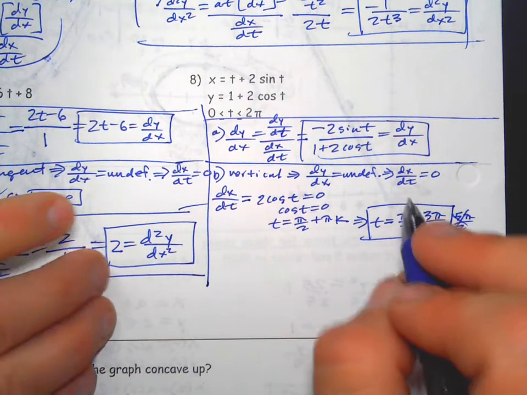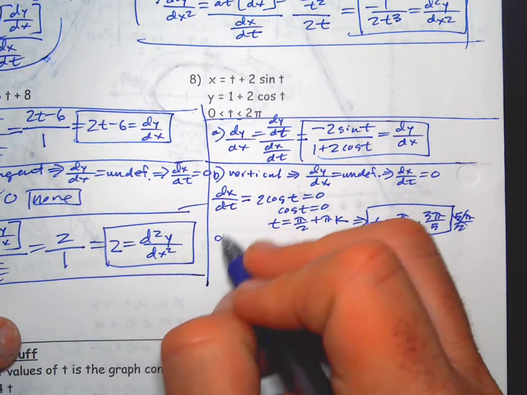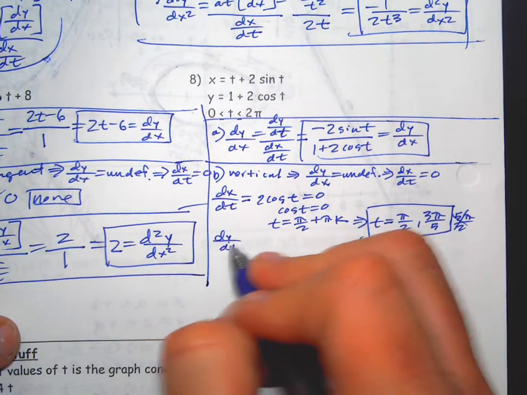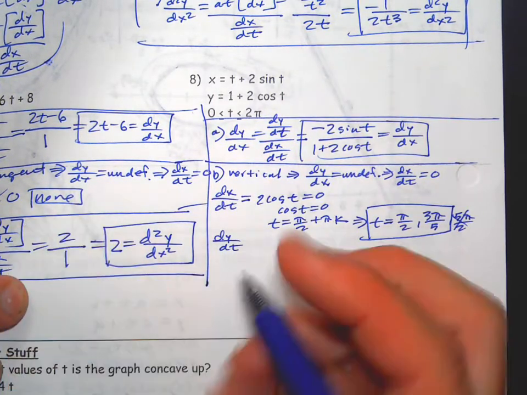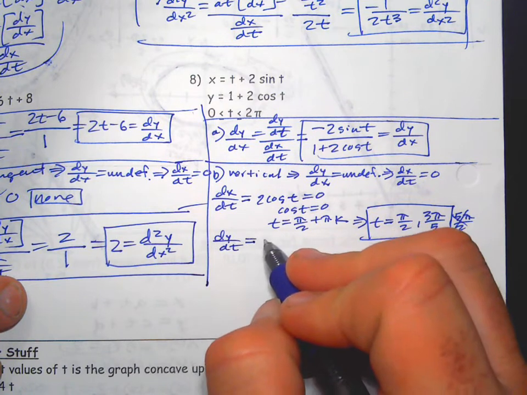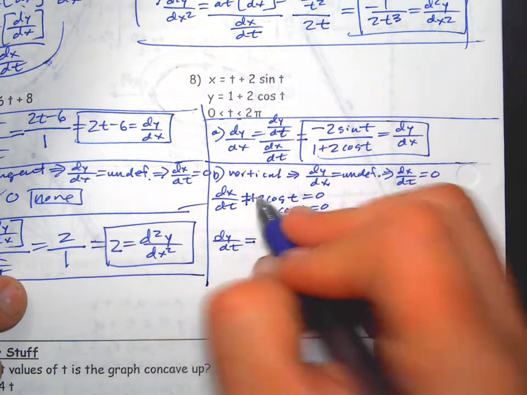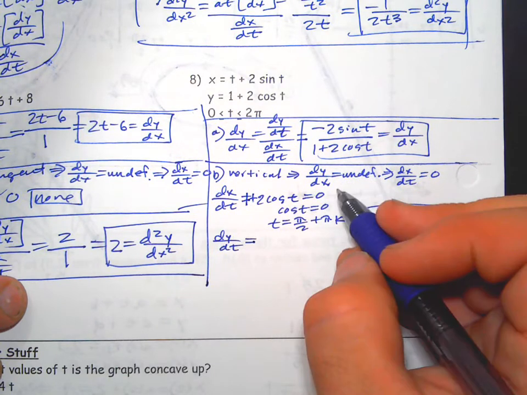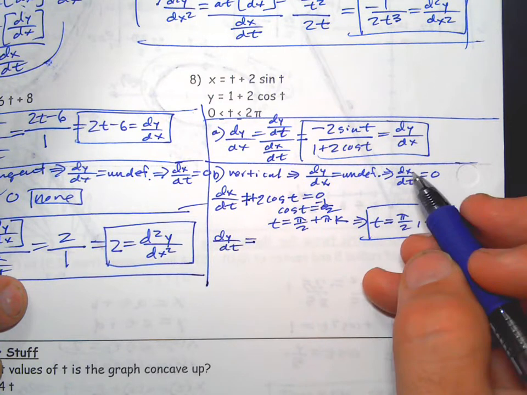Now the thing we've got to watch out for is to double check that dy/dt doesn't equal 0 at the same time. And I checked that here. I didn't check it here because we got none. So dy/dt was... oh, sorry, I messed up. This is supposed to be 1 plus 2 cosine t. So this is actually negative 1/2. This is a little different.